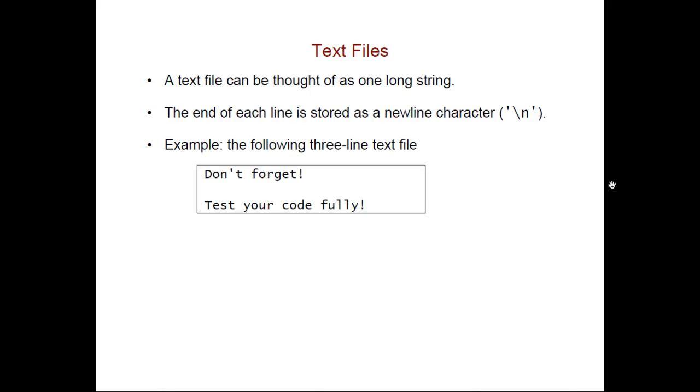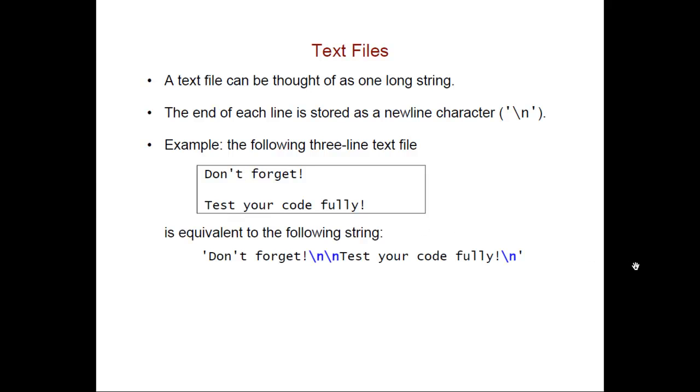So for example, if I have this three-line text file where the first line has some text, the second line is blank, and then the third line has some more text, that would actually be stored as this long string of characters. And you'll notice I have a new line at the end of the first line of text. Then because the second line is empty, I just have a new line for it. And finally I have a new line at the end of the very last line.